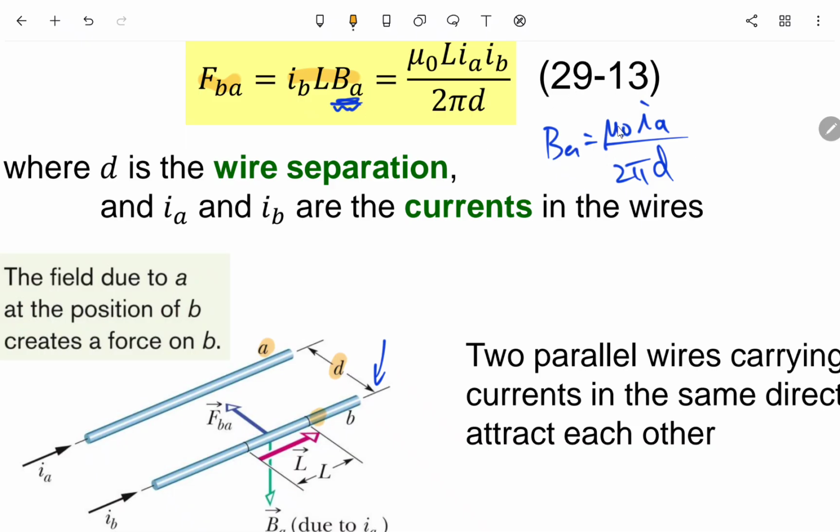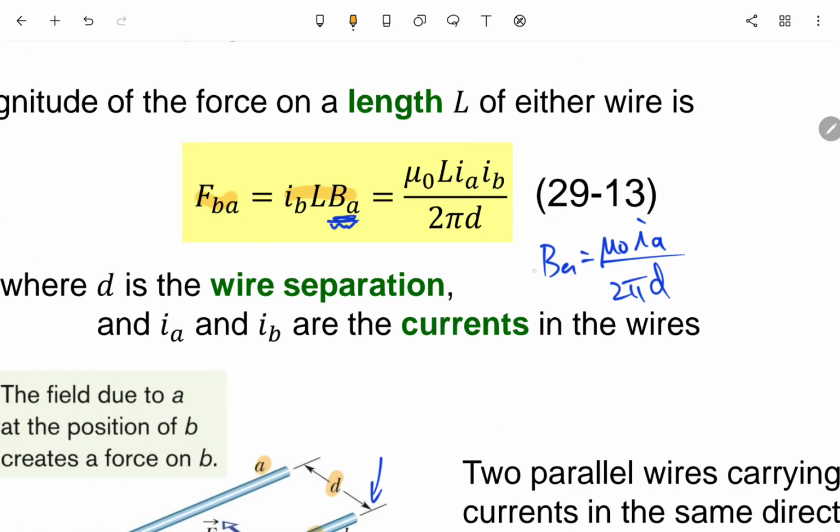So altogether we have mu 0 L, and then I_A I_B in the numerator, and in the denominator we have 2 pi d. So we just substitute this one into here.